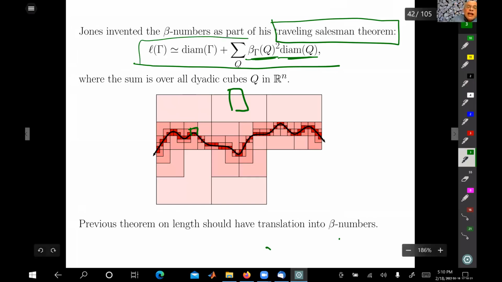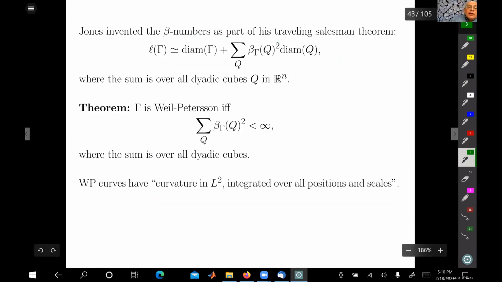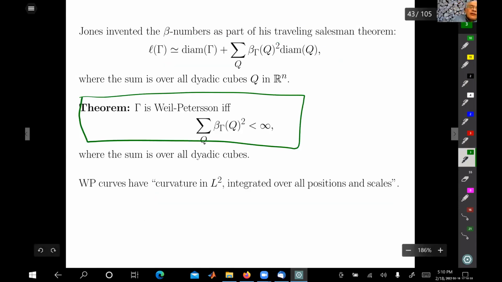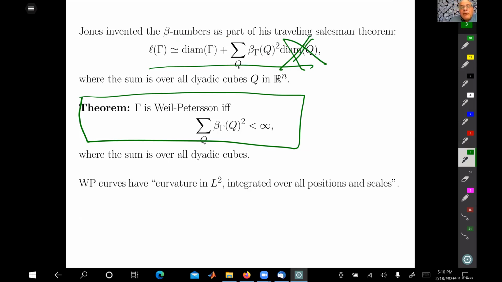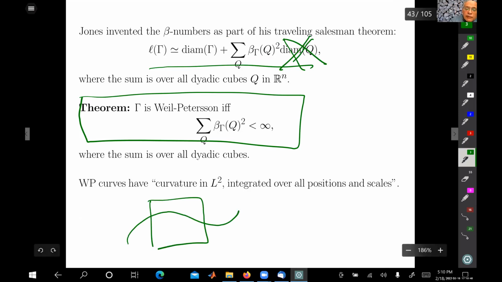Now, because we can compute lengths in terms of the beta numbers, and we have a characterization of the Weil-Petersson curves in terms of the lengths, there should be a beta characterization of them. And this is it: you are a Weil-Petersson curve if and only if the beta numbers are square summable over all cubes. So we just took Peter's criterion and crossed out the diameter term. To me, what this means is that when you have the curve passing through a box, these beta numbers, which measure the size of the strip, are giving us a curvature measure. How close is the curve to being a straight line?